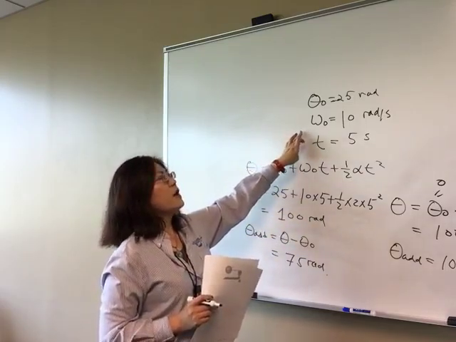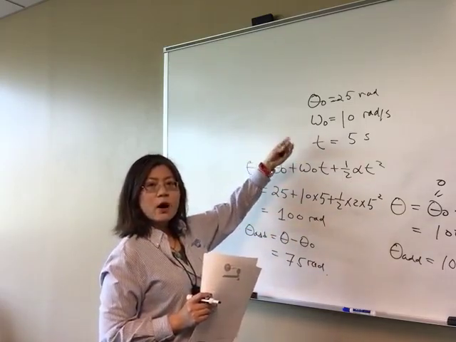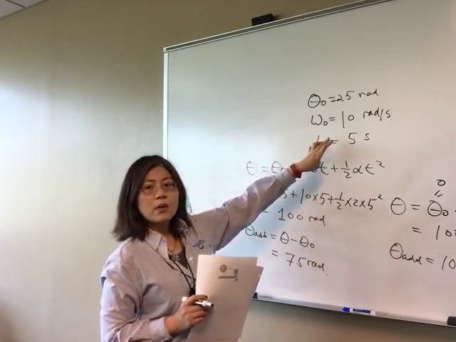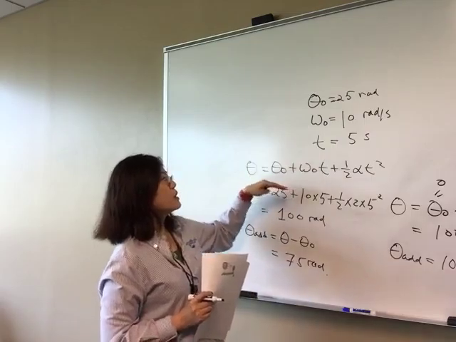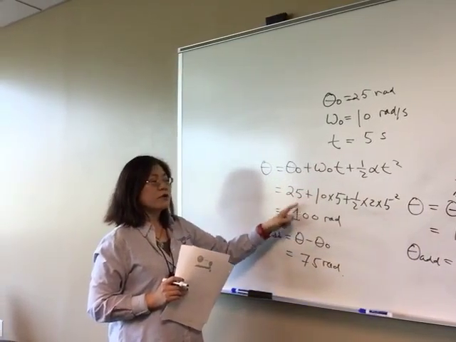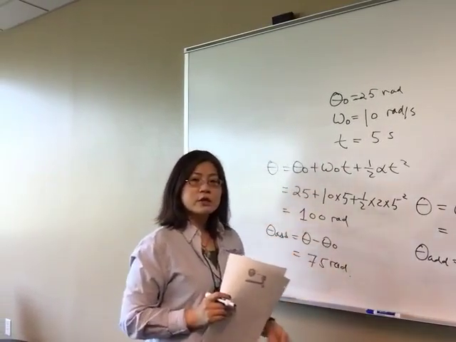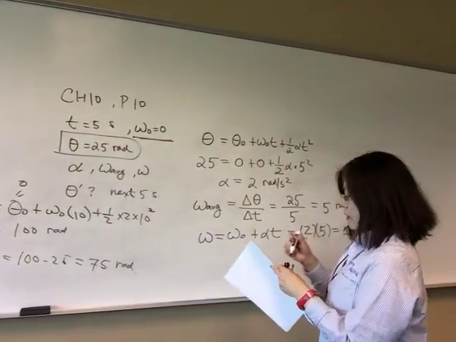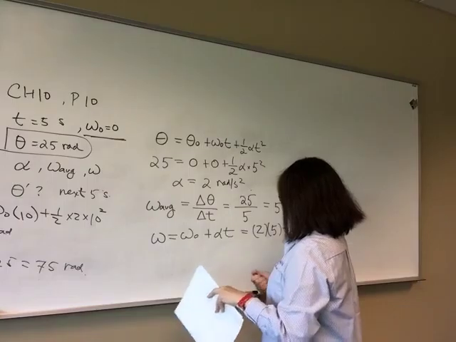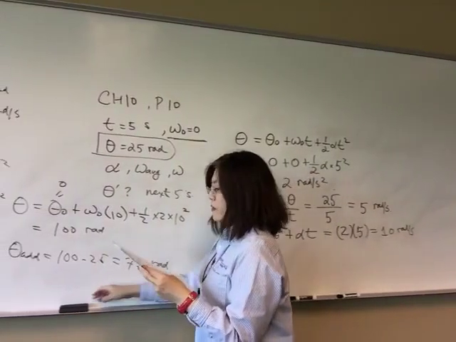So during that time, the disk has acquired the angular velocity, which is 10 radians per second, and has rotated 25 radians. So you can still use this equation, just that the numbers have to be adjusted accordingly. Okay. All right. So that's problem 10, and the next we want to do is problem 35.